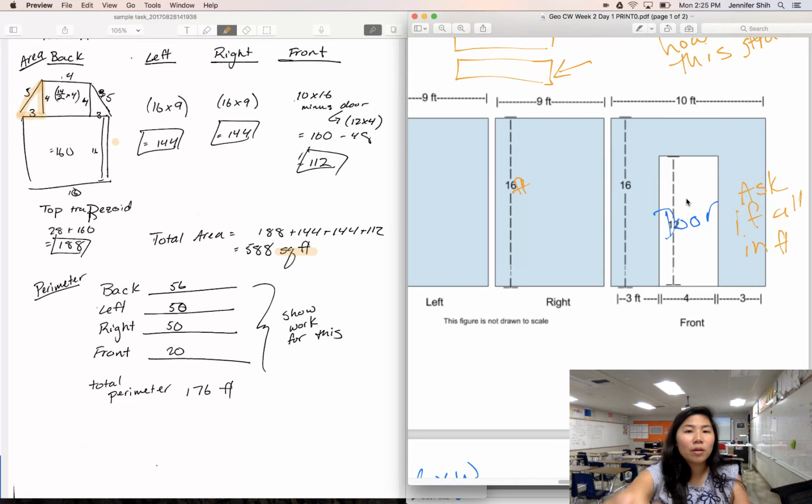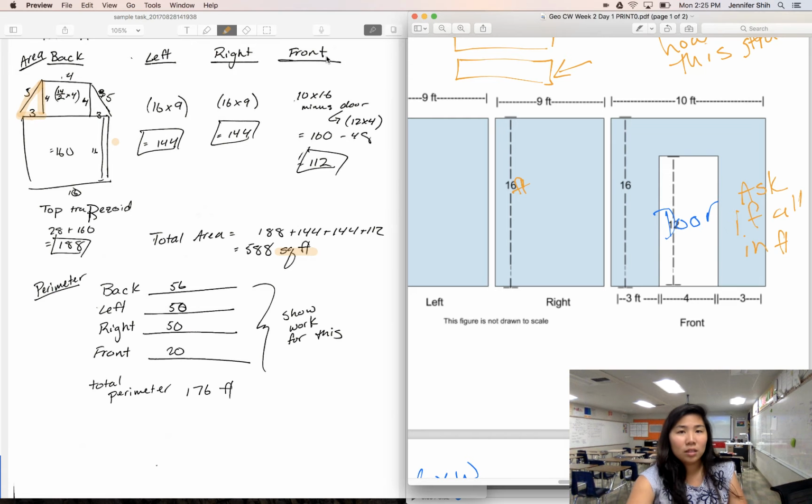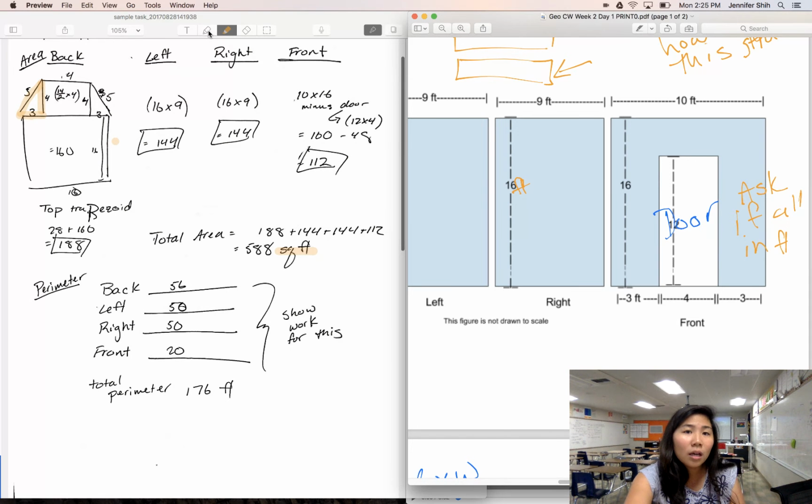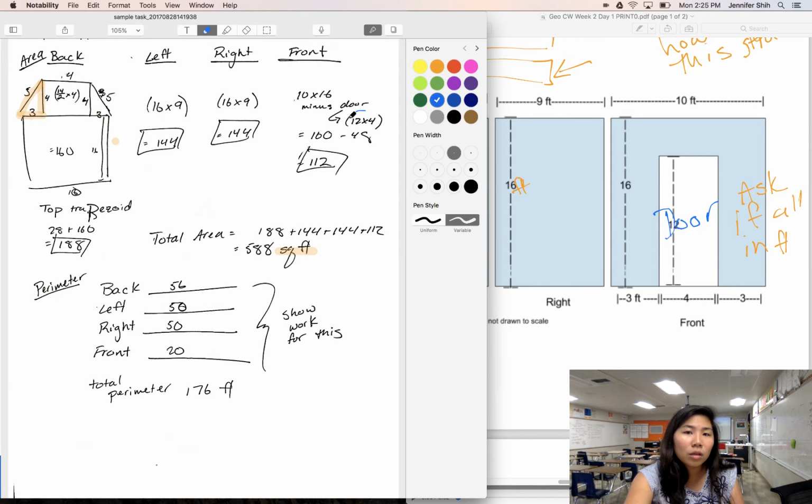I think I messed up on the front door, because the perimeter is 3 plus 16 plus 10 plus 16 plus 3 plus 12 plus 4 plus 12. I think I double counted this 4, so you can fix this. I'm guessing this door error is somewhere right around here.